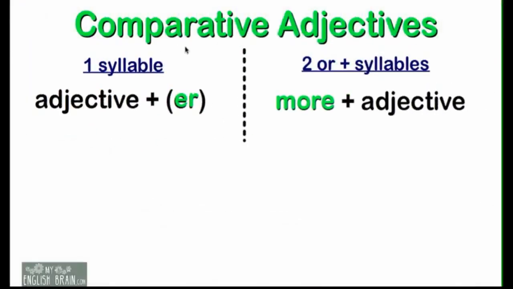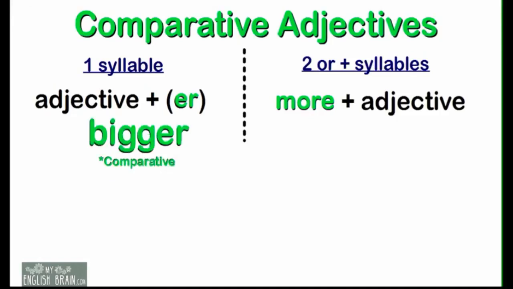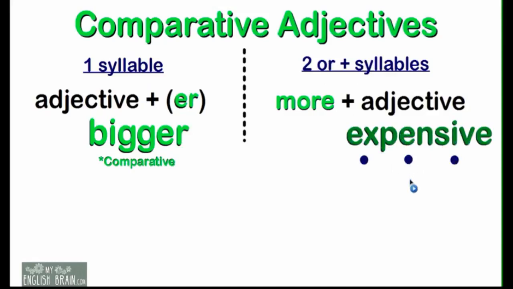So, we have two forms of the comparative adjectives. When we have an adjective with one syllable, we put er on the end of the adjective to make the comparison. For example, big. Big is one syllable, so we put er on the end, and now we have the comparative adjective, bigger. But when we have two or more syllables, for example expensive, which has three syllables, we use the word more to make the comparative. The comparison is more expensive.